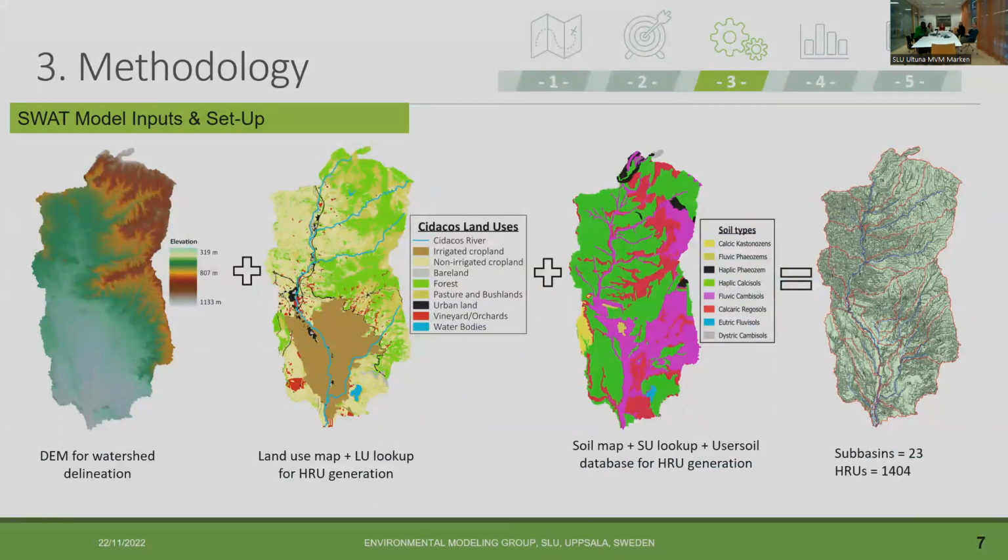For this area, we had about 8 or so. Not land use, but the soil types are based on the FAO soil classifications. This also helped us to generate the user soil from the FAO map that we used. And overlaying these 3 maps, we were able to generate about 1,400 hydrological response units and about 23 subbasins, which were used for our simulation purposes.